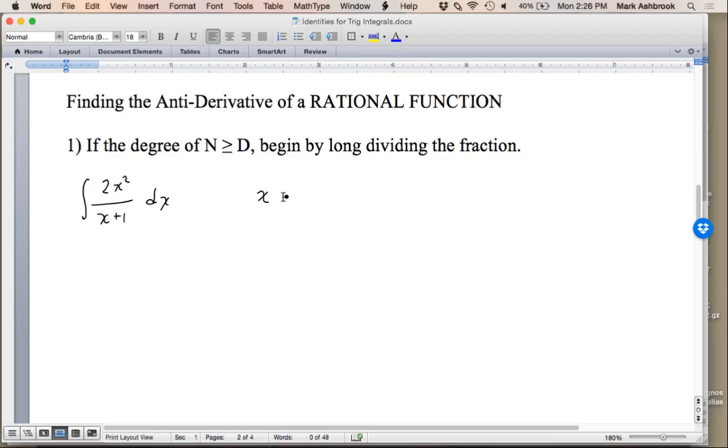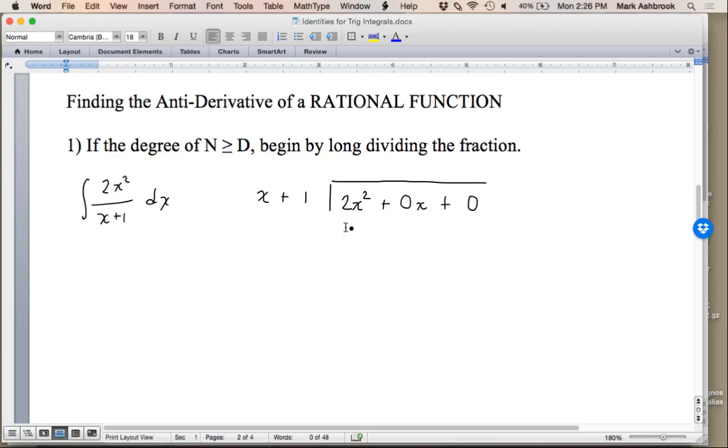If you remember from your advanced algebra, we're going to write out the polynomials as a long division problem. So 2x squared is the dividend, and x plus 1 is the divisor. So I'm going to do x plus 1, and I want to find out what happens when we divide that into 2x squared plus 0x plus 0.